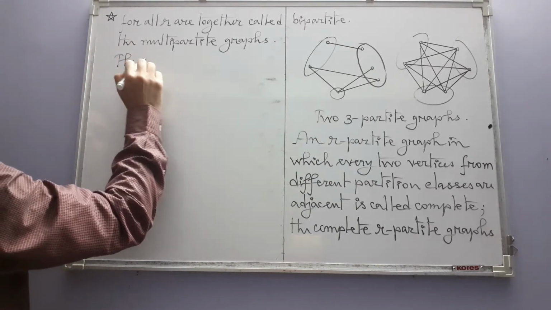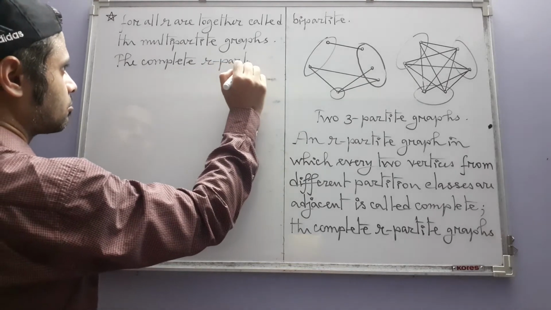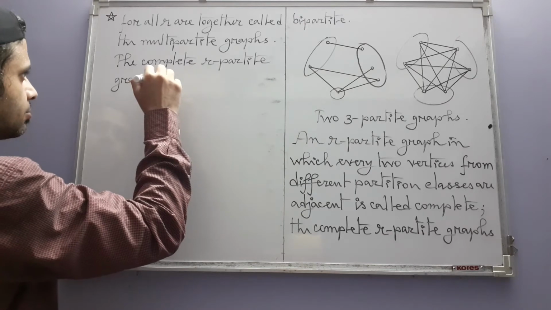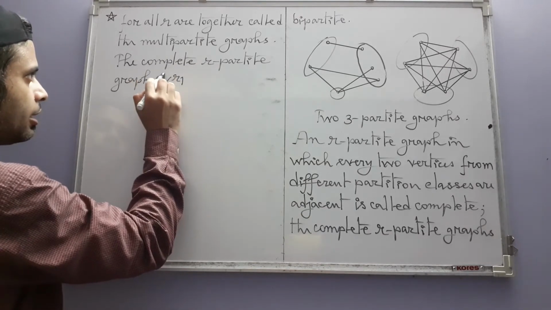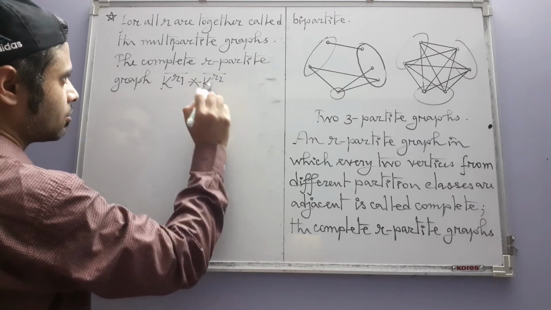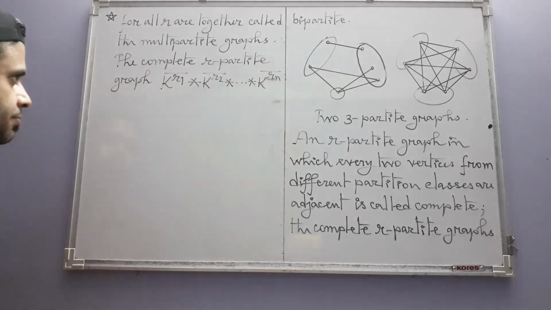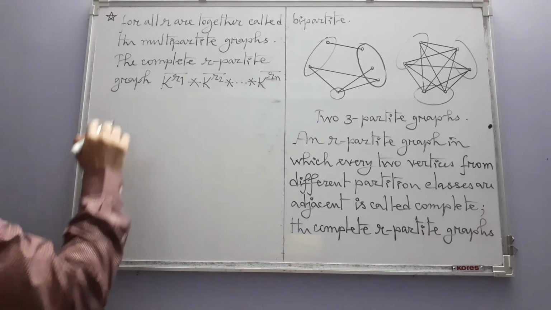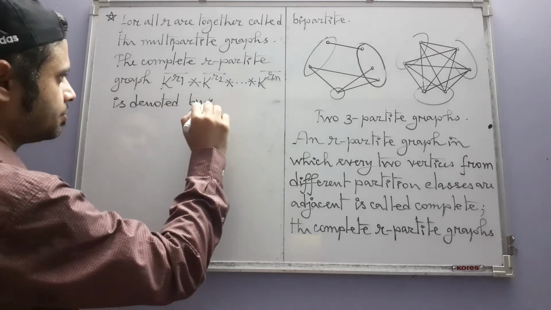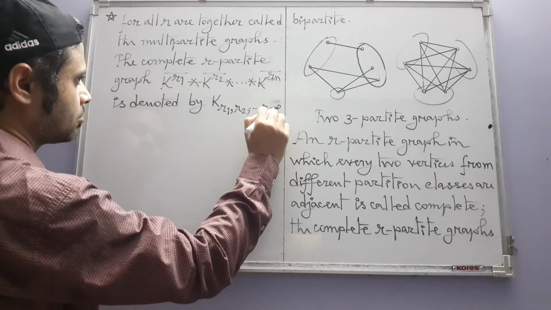Next, the complete r-partite graph, this graph K_{n1} complement star K_{n2} complement star, let's just write one more, like this, K_{nr} complement, has a notation. It is denoted by K_{n1,n2,...,nr}, like this.